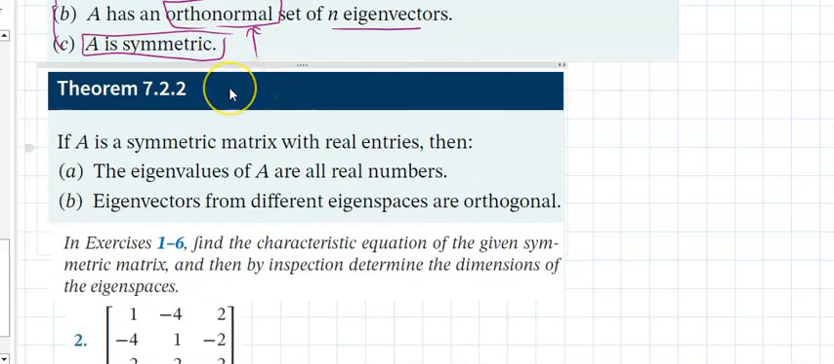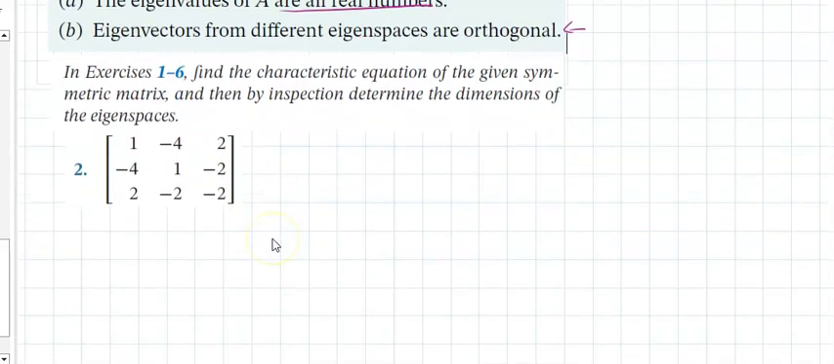This is a theorem that I need for later on. If A is a symmetric matrix with real entries, then the eigenvalues of A are all real numbers. That's the part I need. This part we're not going to need for this section. Eigenvectors from different eigenspaces are orthogonal. Well, we could check those easily.